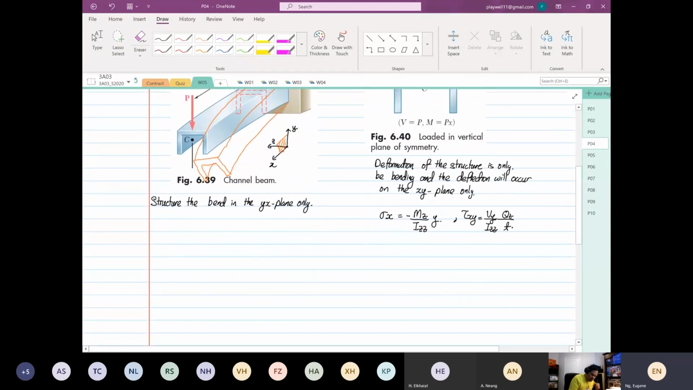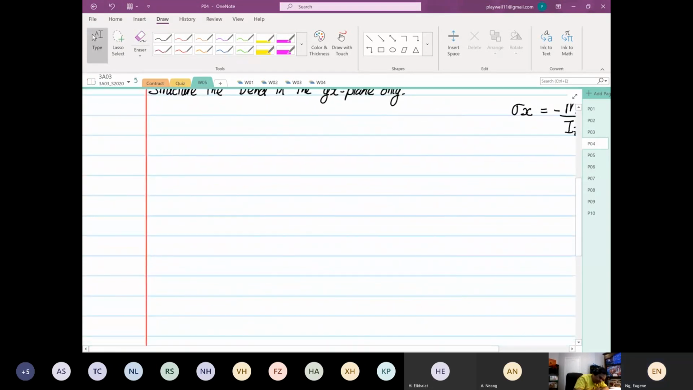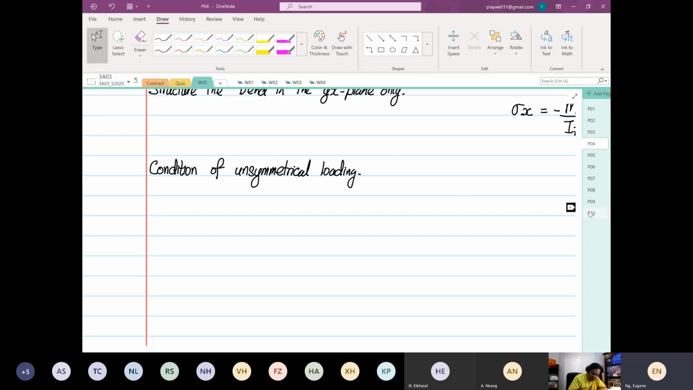So the next one, we're going to look at the condition of unsymmetrical loading. So now this is different. Okay, so what is the difference? So I'm going to capture the other images.